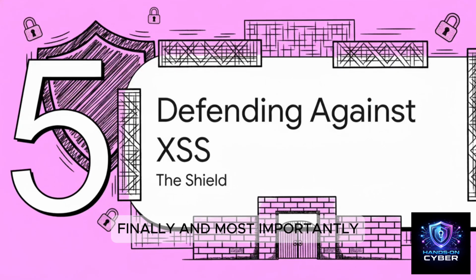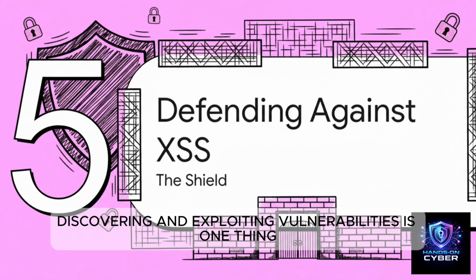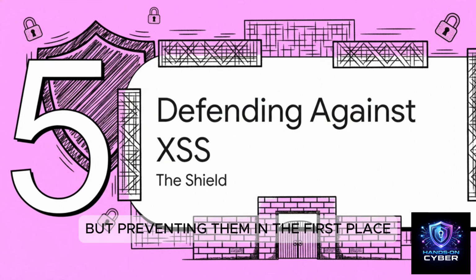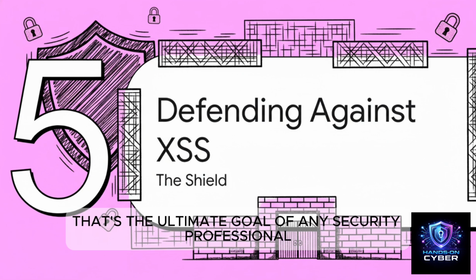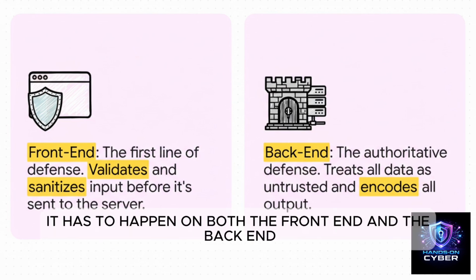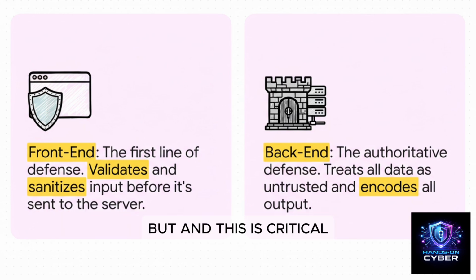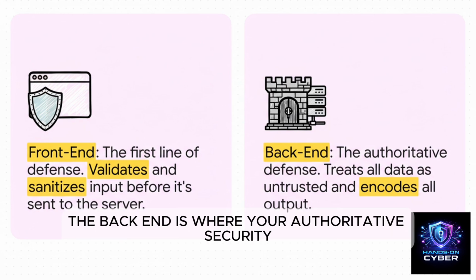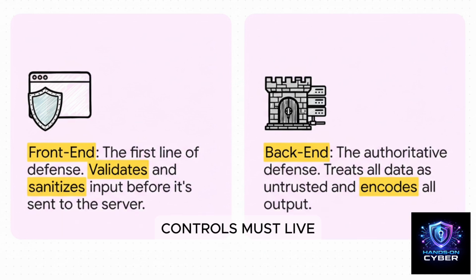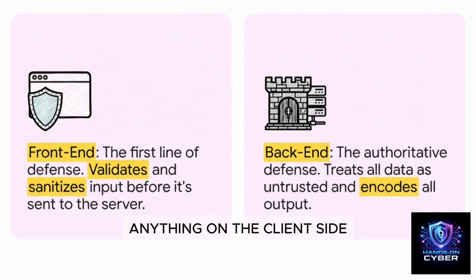Finally, and most importantly, let's cover how to defend ourselves. Discovering and exploiting vulnerabilities is one thing, but preventing them in the first place? That's the ultimate goal of any security professional. A robust defense is a layered defense. You can't just do one thing. It has to happen on both the front end and the back end. Think of the front end as your first line of defense. It does the initial checks, but, and this is critical, the back end is where your authoritative security controls must live, because a determined attacker can always bypass anything on the client side.